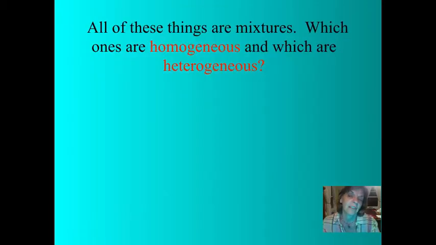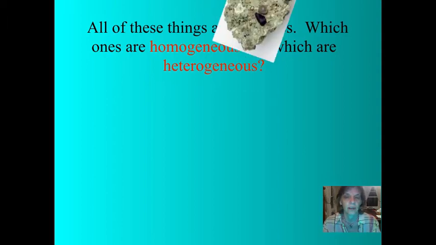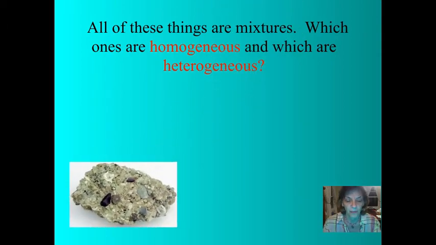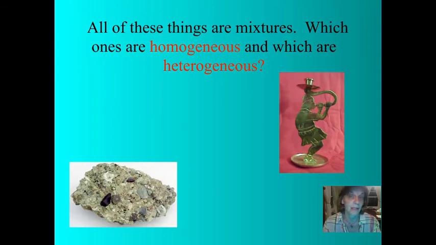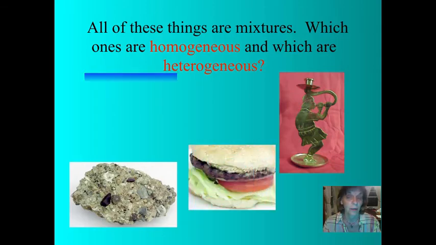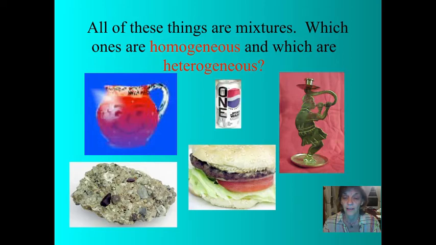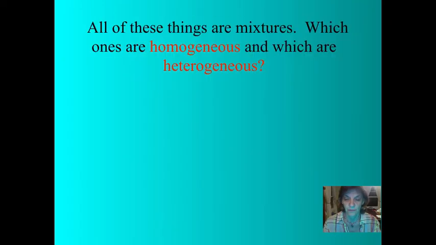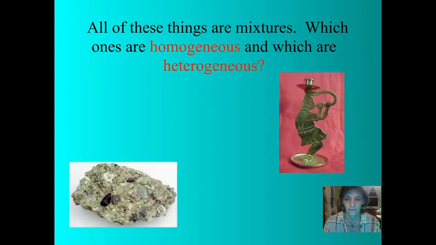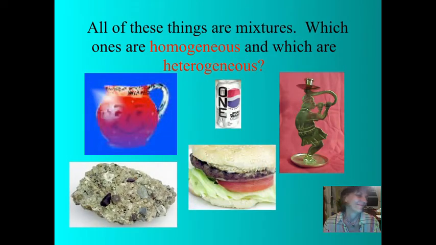Okay, so let's take a little test. I'm going to show you some pictures, and I want you to decide which ones are homogeneous and which ones are heterogeneous. You've got them listed on your outline. A granite, I'm sorry, not a granite rock, a conglomerate rock, a brass candlestick, a hamburger, some Kool-Aid, Pepsi One. All right, so I want you to write next to each one whether you think it's homogeneous or whether you think it's heterogeneous.